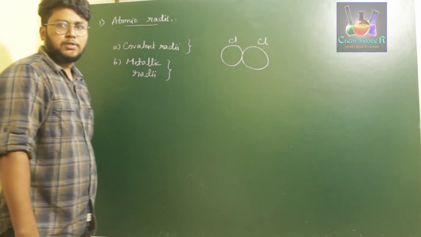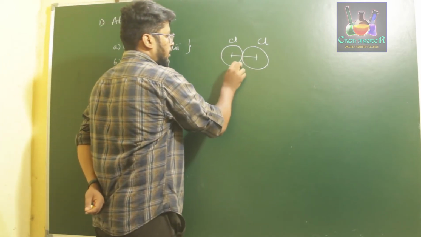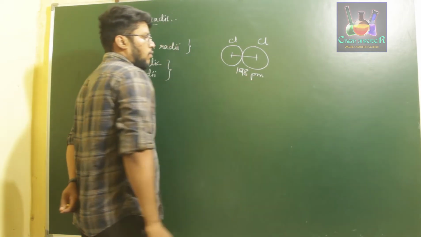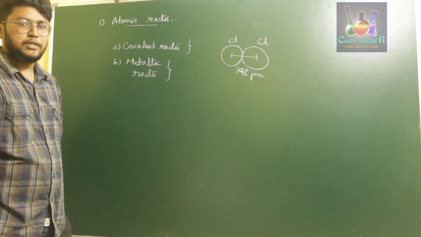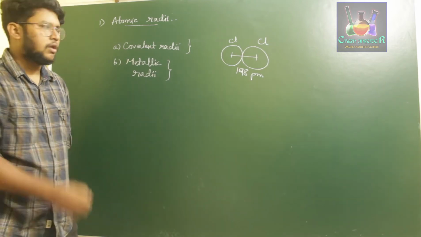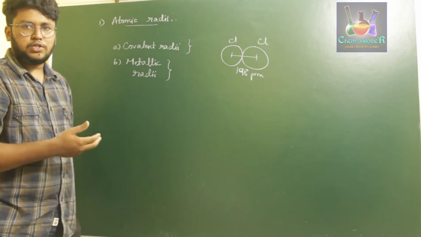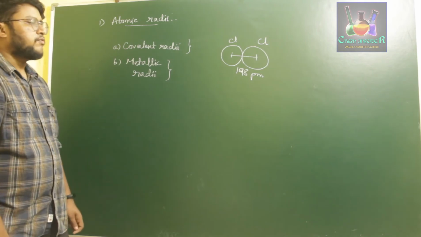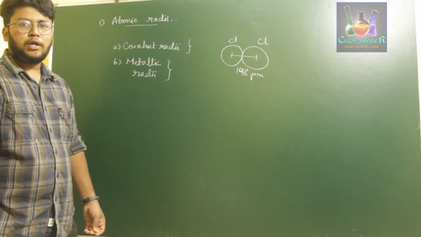It has 2 atoms of chlorine, and these are separated by a distance of 198 picometer, that is 198 into 10 power minus 12 meters. So it is very small. So what we have to do is, instead of finding out the atomic radius of an atom of chlorine, we find out the bond distance, the bond length of chlorine.